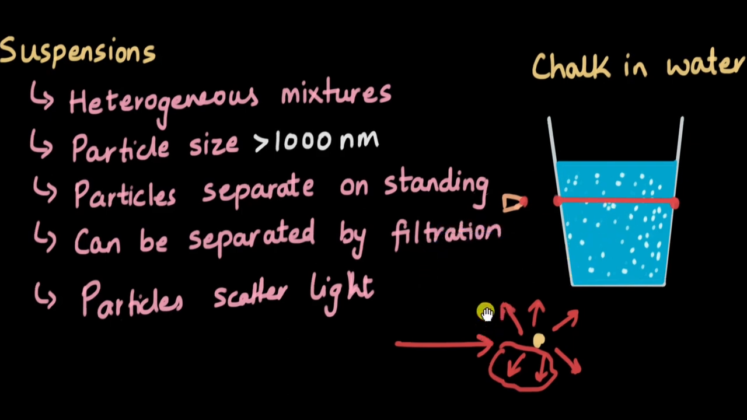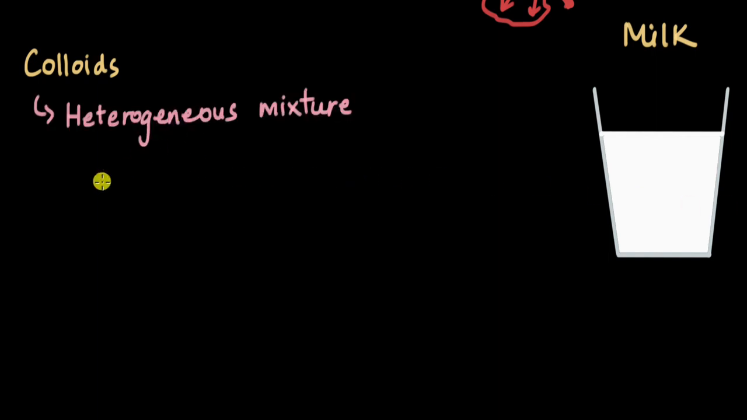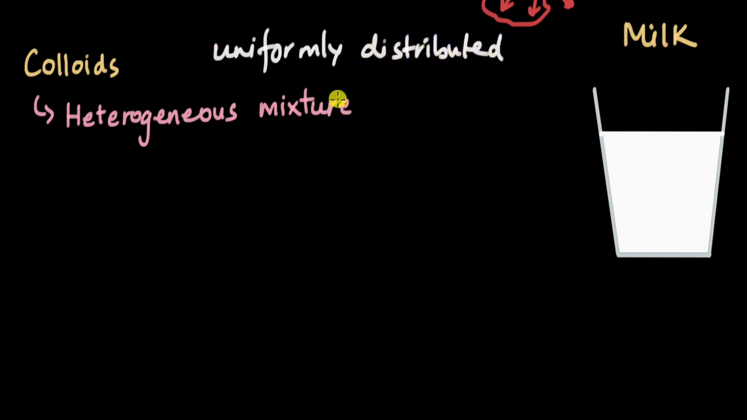Alright, now let's move on to colloids. So here we have colloid. This is milk. Now the first property is that it is a heterogeneous mixture. Now, even though the particles in a colloid, they are uniformly distributed, so let me write that they are uniformly distributed, even then this is a heterogeneous mixture. And let's see why that is.